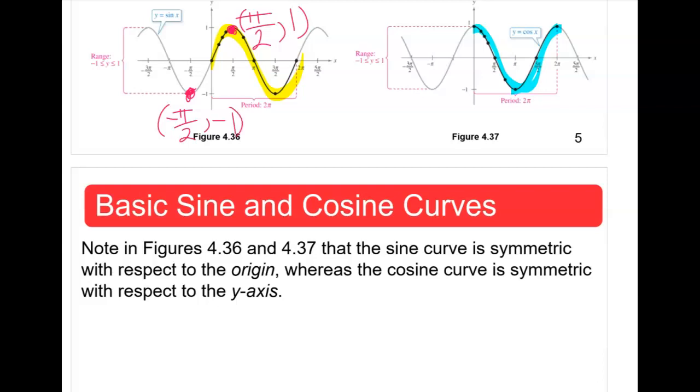And I forgot to mention, since the domain is all real numbers, we do graph and consider negative angle measurements, and that's why on the left side of the y-axis you see negative pi over 2, negative pi, negative 3 pi over 2. So this is what makes a function graphically symmetric with respect to the origin.